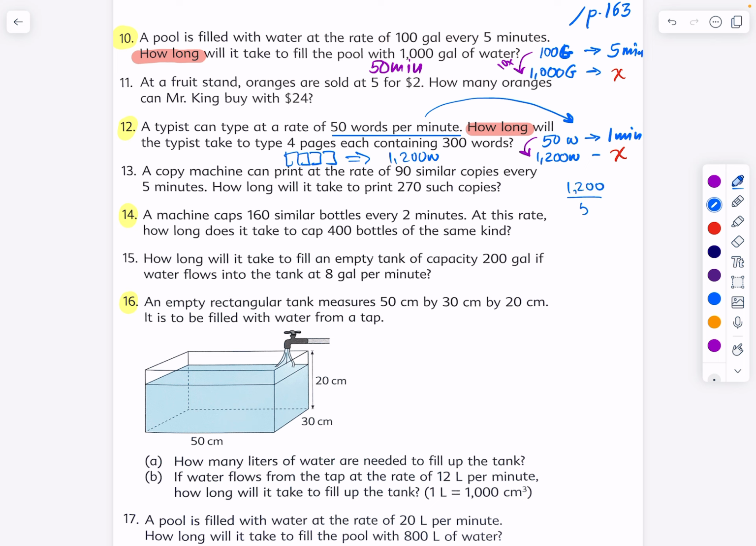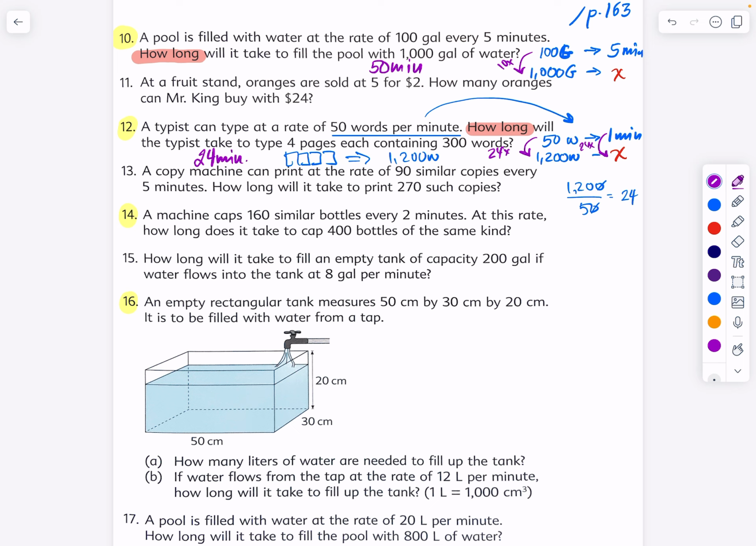1,200 divided by 50. Let's first cancel out. 120 divided by 5, 100 divided by 5 is 20, so 24. So it's 24 times more words. Therefore, it's 24 times longer. So the answer is 24 minutes. That's how long it will take to type up 4 pages with 300 words.